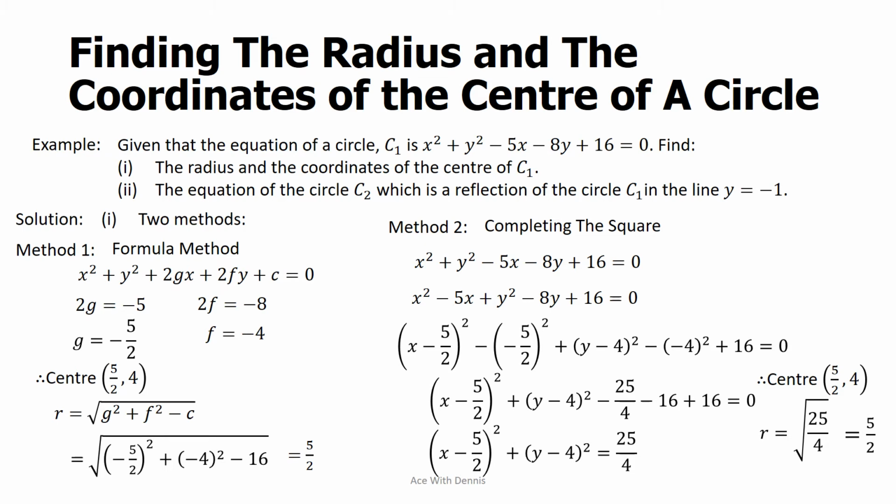So I prefer method number 2 because we don't have to memorize the formula. We can just complete the square to get the coordinates of the center and the radius.